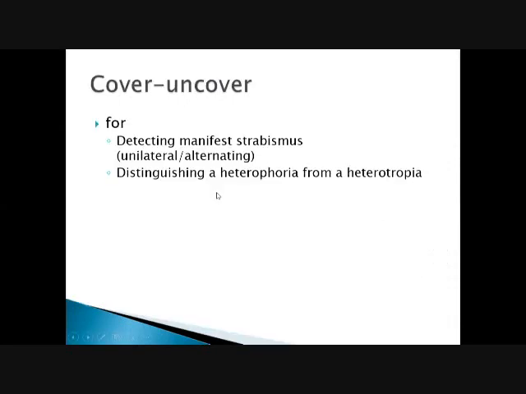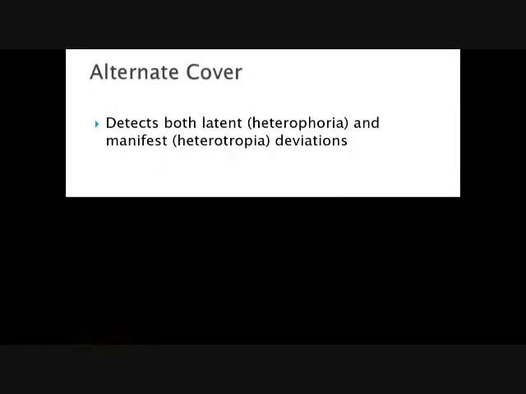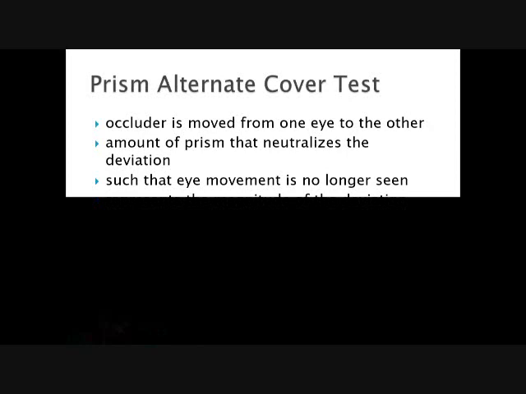In the cover test, we detect the manifest squint or the tropia. And when we uncover, we test the phoria. We can differentiate between a heterotropia and a heterophoria. Right. In the alternate cover test, we shift the cover from one eye to the other, and it detects both the heterophoria and the heterotropia. So it gives you the total deviation. What is the total deviation?